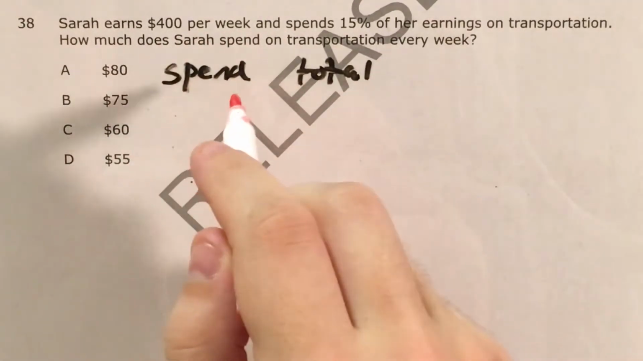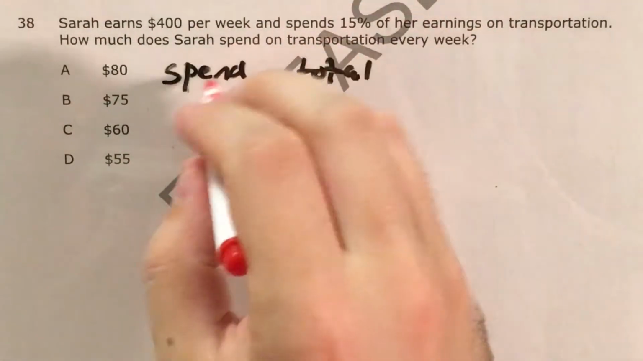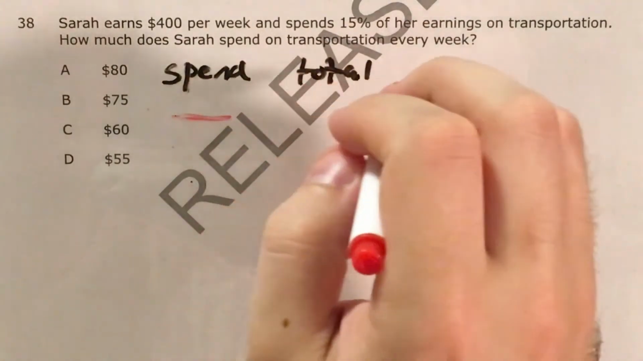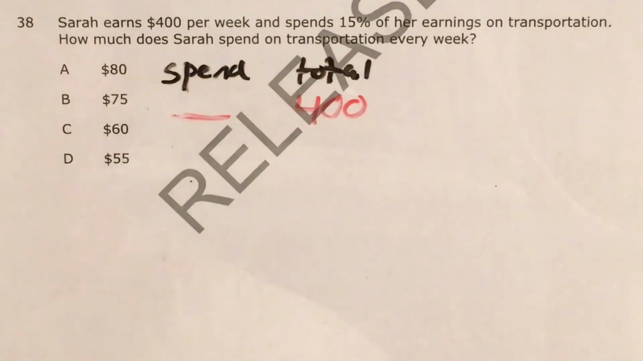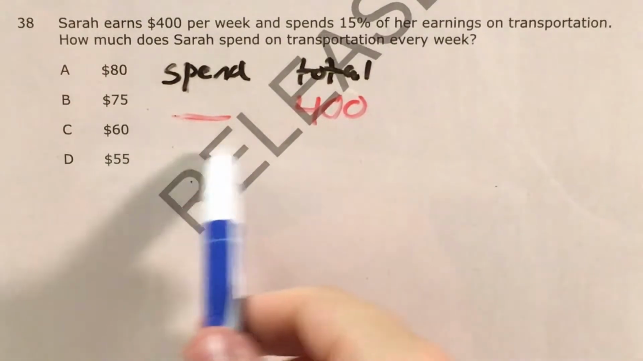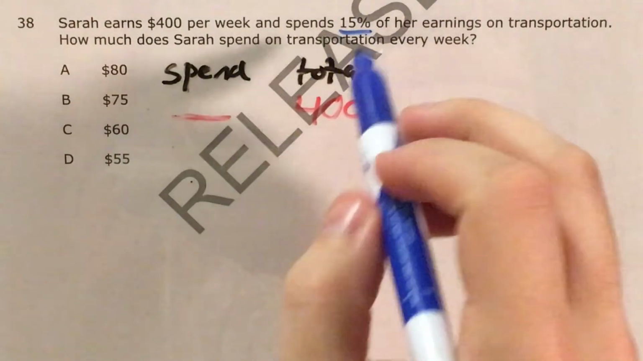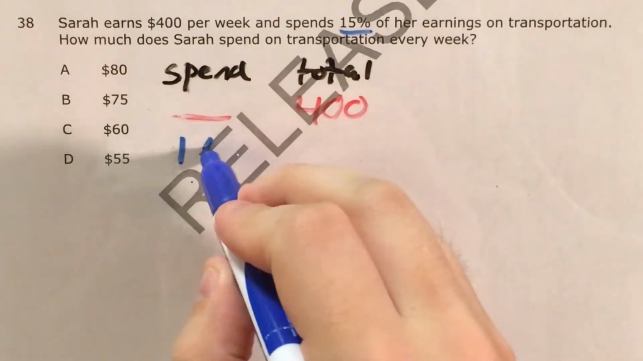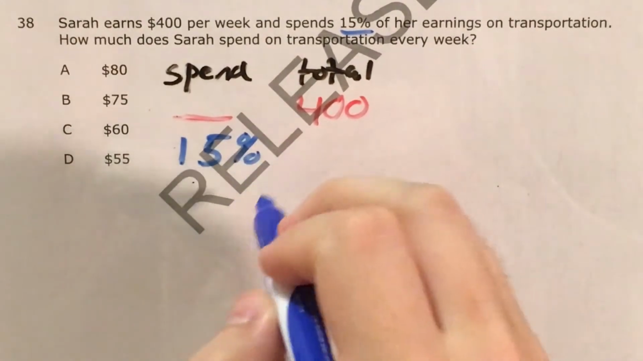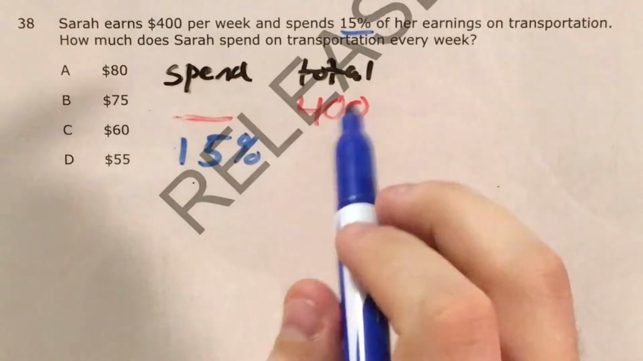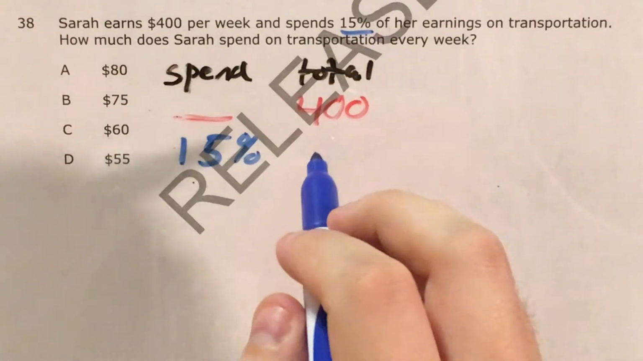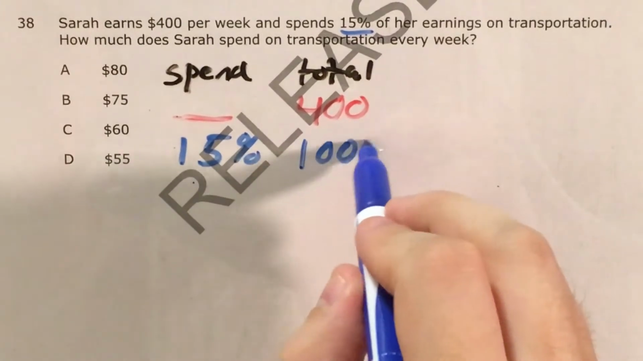My first row, I'm just going to focus on money, not on percents. So we're trying to figure out how much Sarah is spending, but we know that she makes $400 per week. I'll use blue for that. And I'm going to make another row where I put in my information about percents. We know that she's spending 15%, but then for our total number in this row, what number represents a total when it comes to percents? Well, that's going to be just 100%.